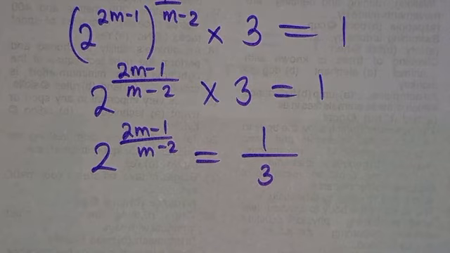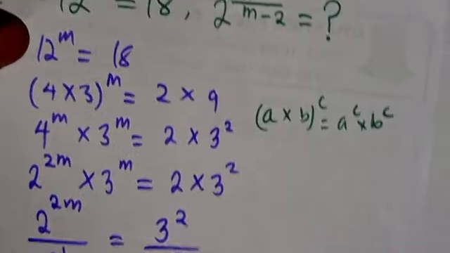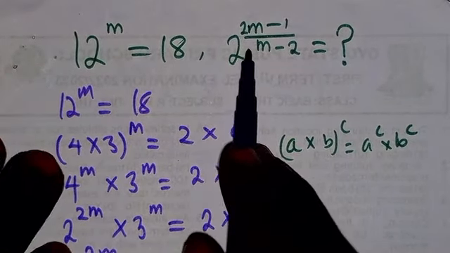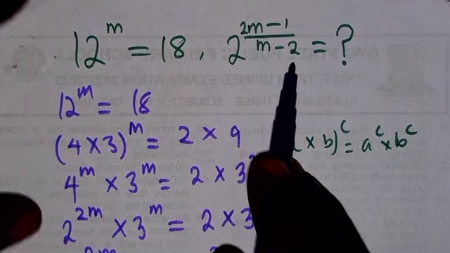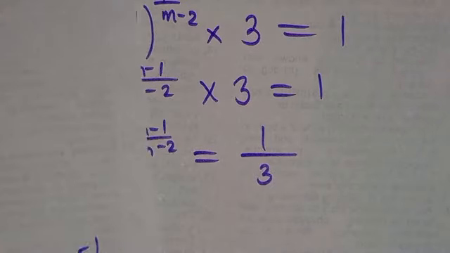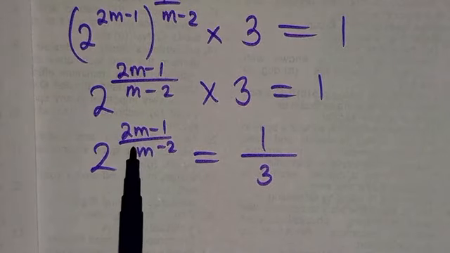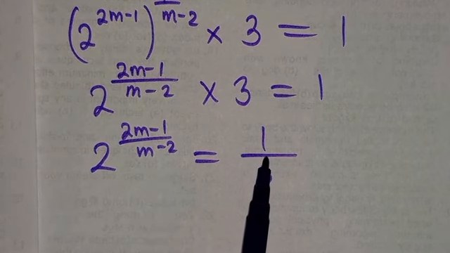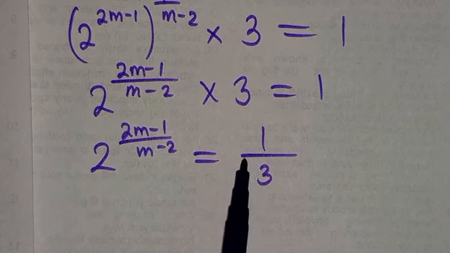What they asked us to find is 2 to the power (2m minus 1) over (m minus 2). This is what they asked us to find, and that is what we got here. So therefore we have the value to be 1 over 3.